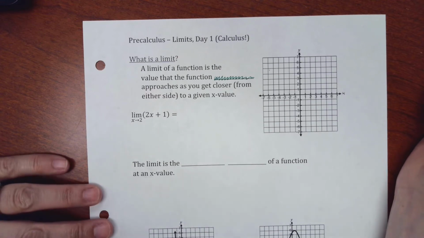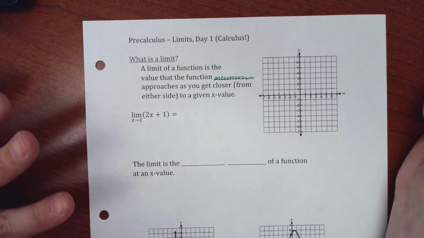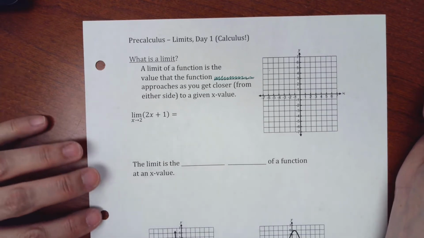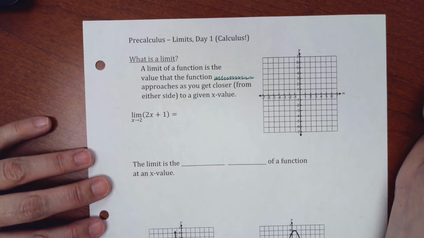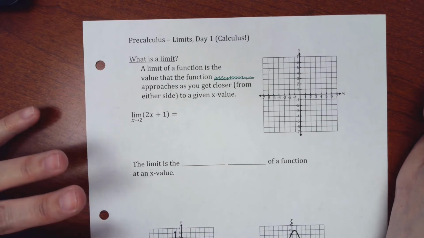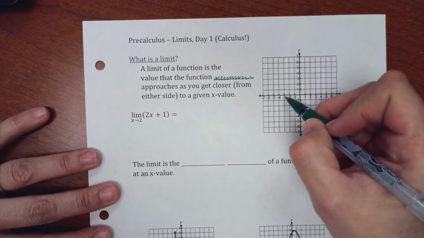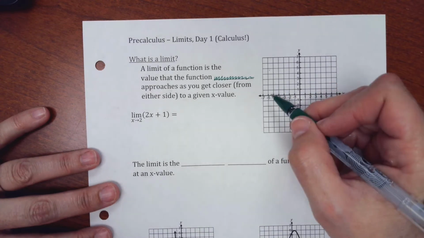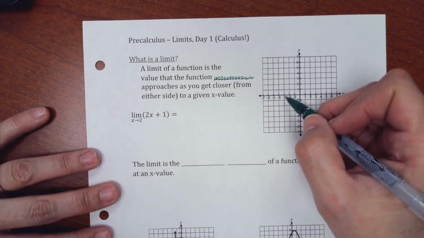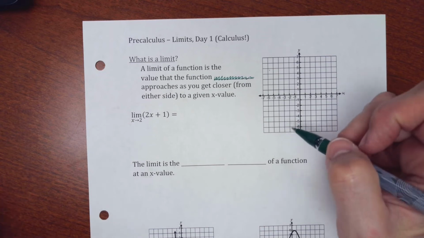So a limit of a function is the value that the function approaches as you get closer from either side of that place, as you get closer to a given x value. So what that means is as you get closer and closer to some x value, your function is up here doing what it does. So it is basically the y value that the function approaches as that happens.